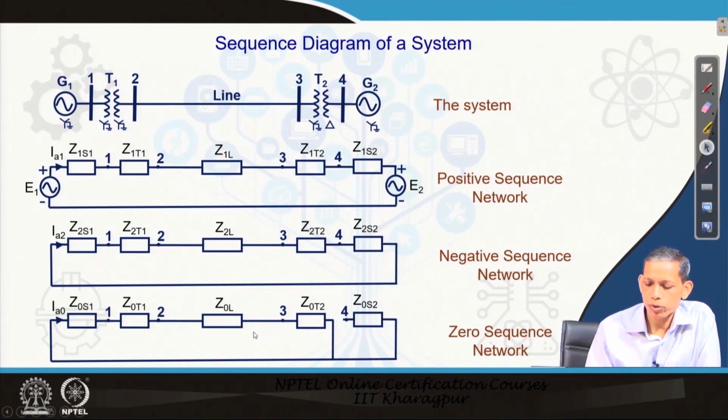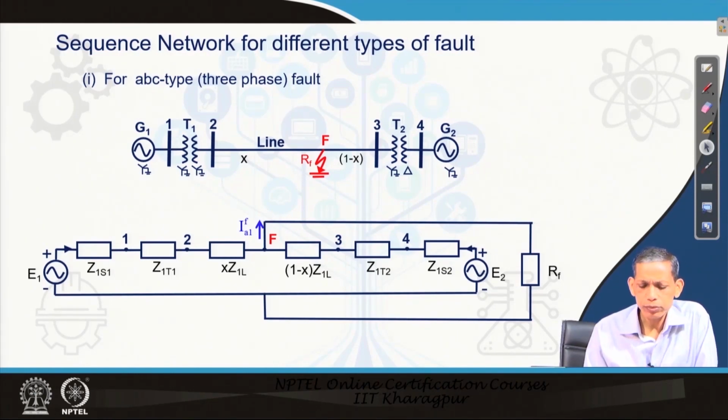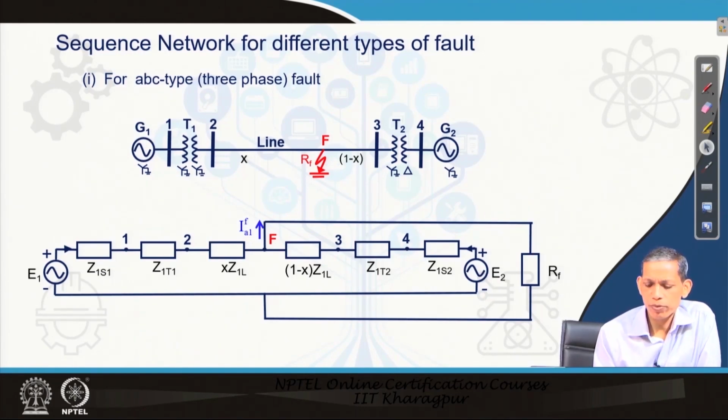So, we got the positive sequence network, negative sequence network and zero sequence network for the given system. Now, for different kinds of faults, as we have already discussed in the earlier lecture, we would like to analyze how the corresponding sequence diagrams and connectivity will be. Now, let us consider for the same system a fault on this line, at an x portion of the line from the left side and 1 minus x portion from the right hand side, with a fault resistance of R f.